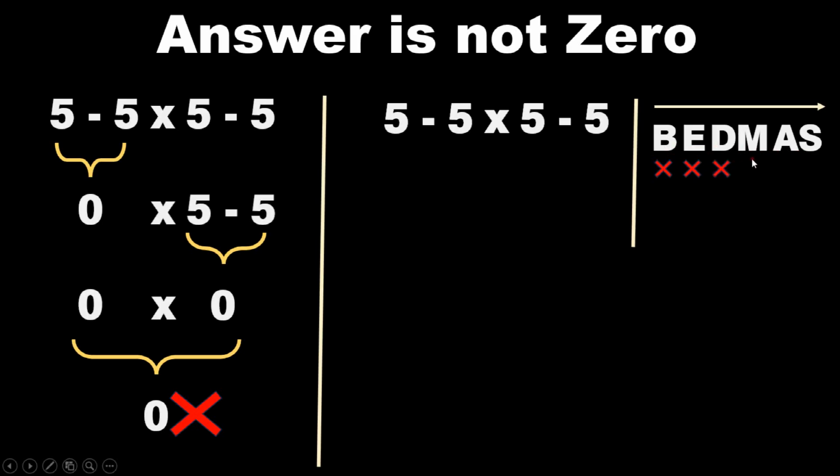So, step 1, we must calculate multiplication first. Minus 5 times 5 gives us minus 25. The remaining things are as they are.